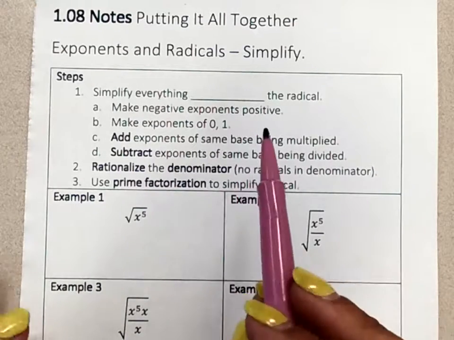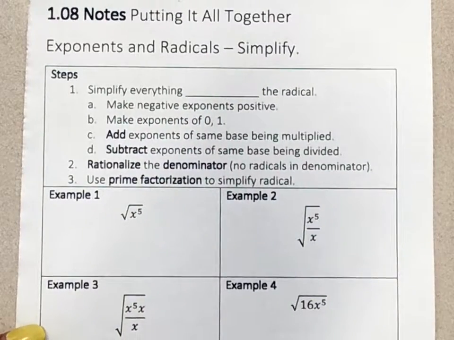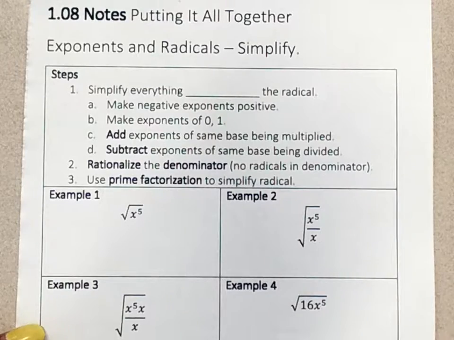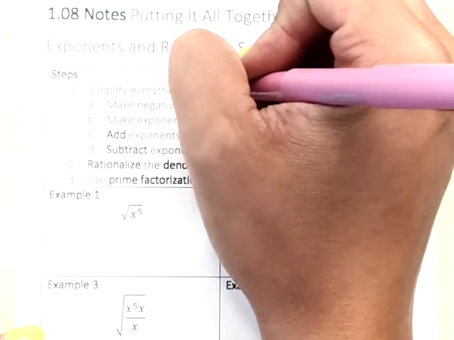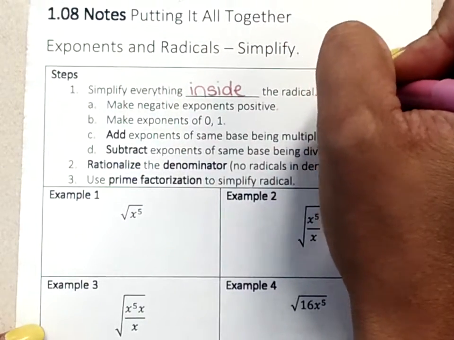We're now going to start combining exponents and radicals and everything we've learned about them. We'll follow these steps in order to complete examples 1 through 6. The first thing is to always simplify everything inside of the radical, also known as the radicand.